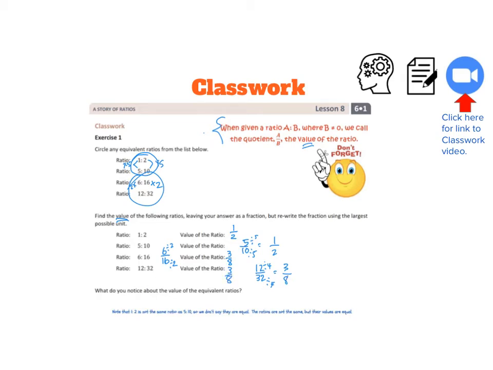3/8. Okay, so notice that they have equivalent ratios, they also have an equivalent value. What do you notice about value? Okay, so in little tiny blue here, note that 1 to 2 is not the same ratio as 5 to 10, so we don't say they are equal. The ratios are not the same, but their values are equal. I know, it's a little hard to grasp, I think.